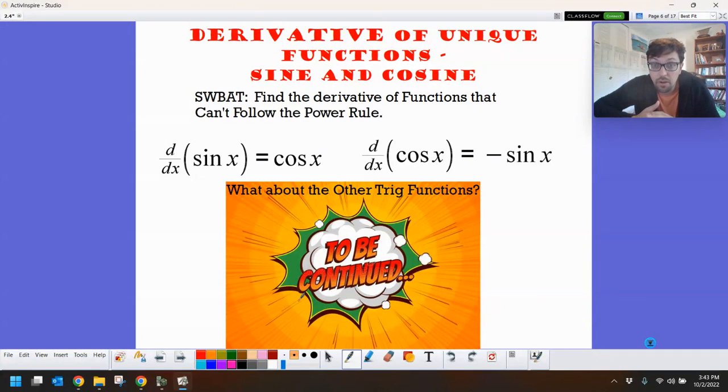That is it for this video about motion, but particularly about the derivative of sine and cosine. And you may be curious about the other trig functions. Those are going to be coming later. So stay tuned for those. But the derivative of sine is cosine. Derivative of cosine is that negative sine thing.